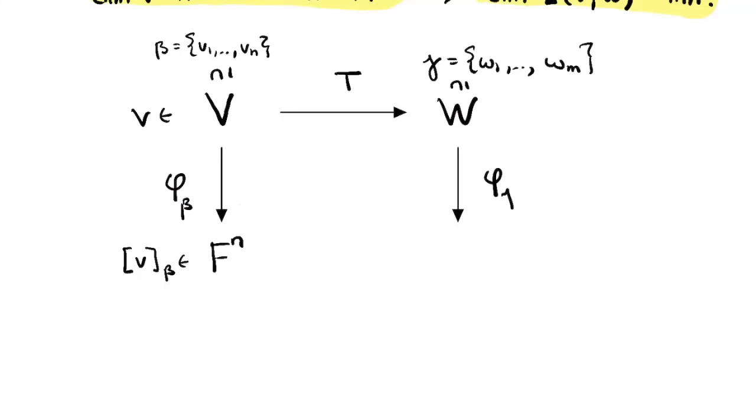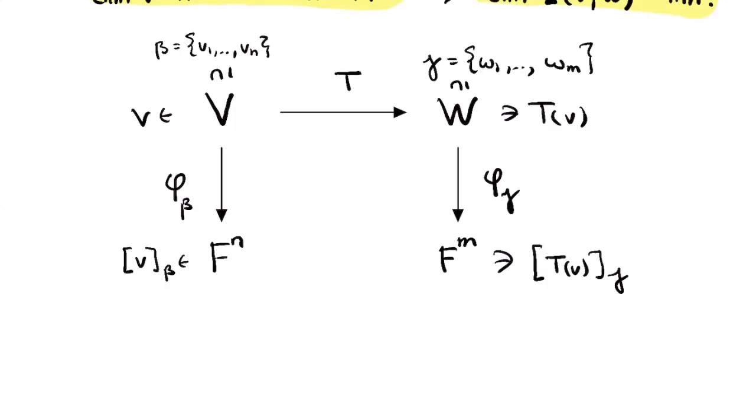We've got a basis for it called gamma. So that's going to take a vector in W and give me an M vector, right? A column vector with M coordinates in it. So if I write over here the image of V under T, that's an element of W. Well, that vector T of V has coordinates in the gamma basis, and that would be a column vector with M coordinates in it.